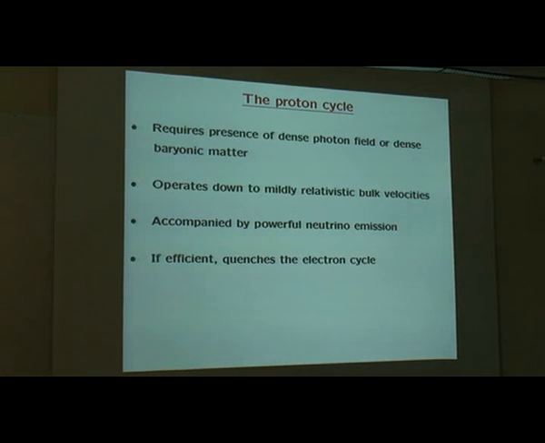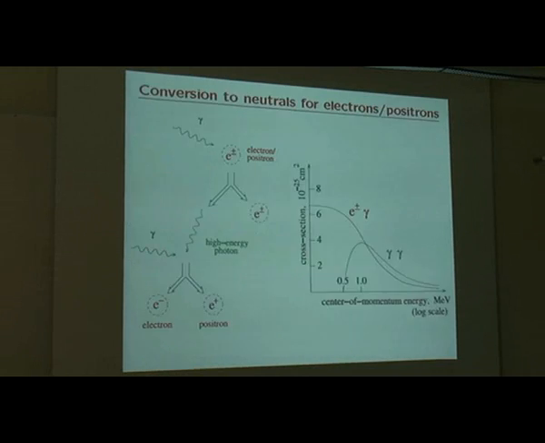Then, of course, inevitably you have some neutrino emission which accompanies the process, the neutrino emission from decaying pions. Well, and maybe later I will come to the electron cycle. If the proton cycle is efficient, then it quenches the electron cycle, which right now.